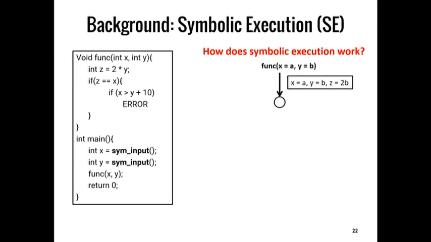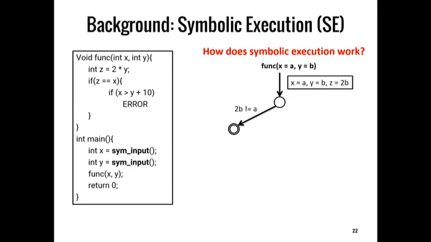After executing the first statement, z becomes twice b. Now it hits a conditional branch where it checks whether z and x are equal or not. Since both of them are symbolic, the symbolic execution engine cannot decide which branch is infeasible, so it needs to follow both branches. Let's say first it takes the false branch, and adds the condition that twice b is not equal to a as a constraint of this path.